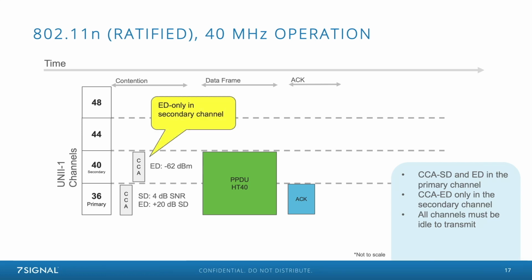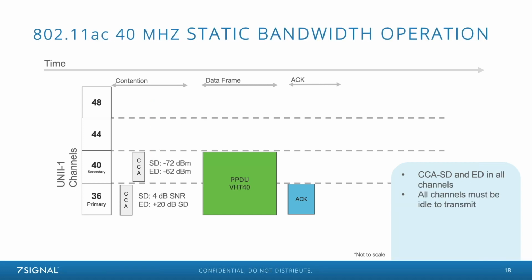So let's go to 802.11ac and look at what we have now. Again, our primary channel for 40 megahertz wide operation has the same CCA thresholds that we had before. But now in the secondary channel, we add a signal detect check with a threshold of -72 dBm as a minimum. So this is cool. We're doing signal detect now in the secondary channel.